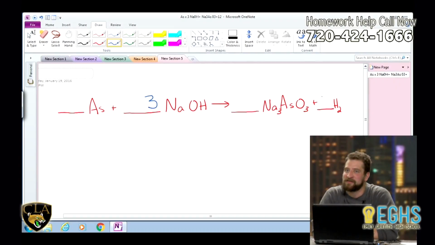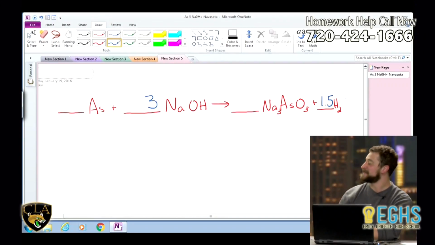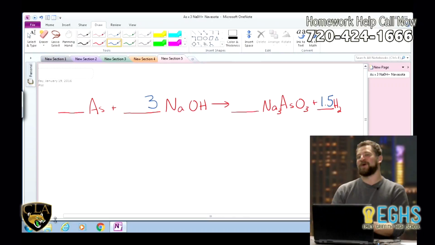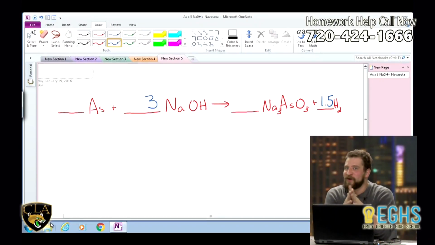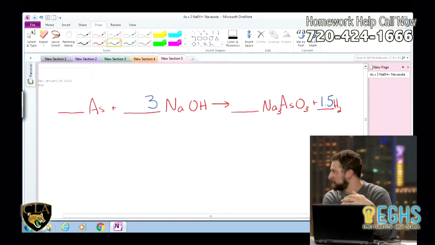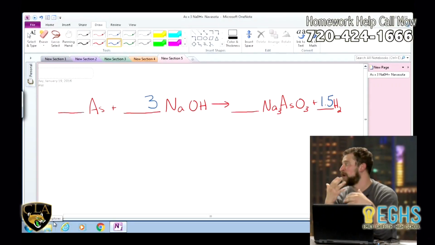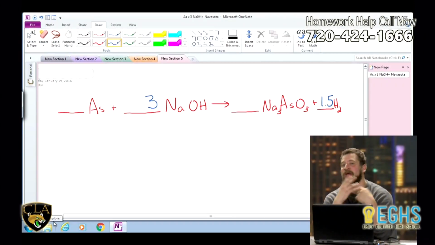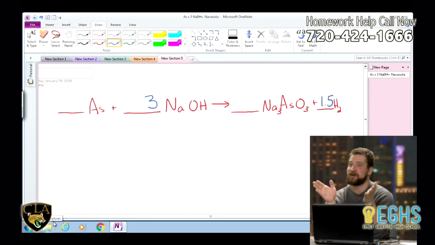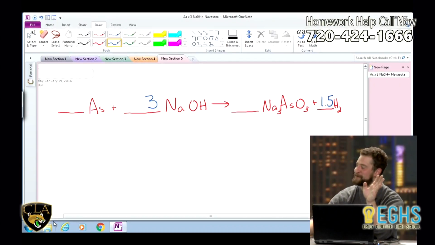Let's write 1.5. Oh, are you allowed to do that? Oh, so technically no, and let me explain why. Normally when we're talking about these kinds of chemical formulas, we're talking about large quantities. So the way I would read this now that Nate has it set up, and this is actually correctly balanced with one minor mistake.